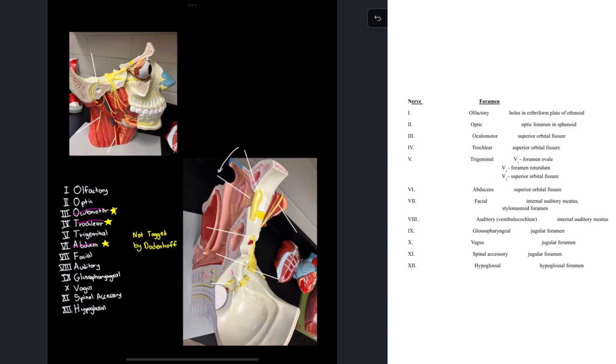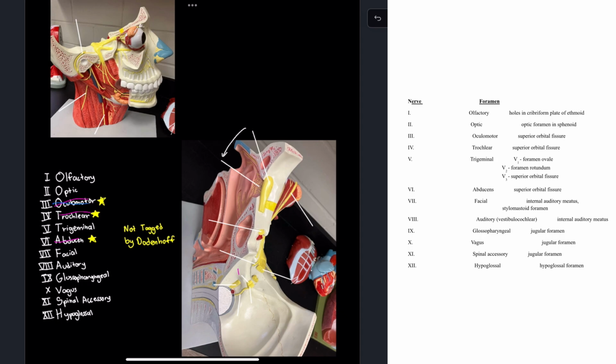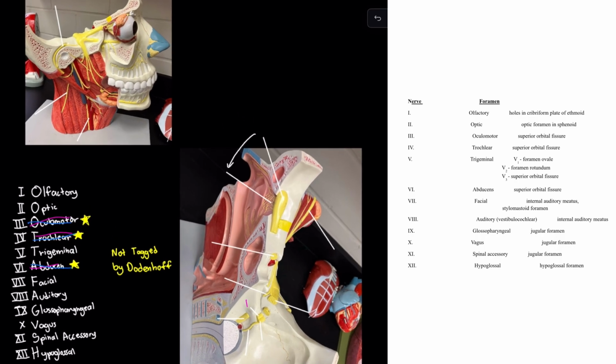Okay, let's get started. So before I begin, these three nerves, which is the oculomotor, trochlear, and abducens nerve, is not tagged in the facial model. I asked her yesterday, and that's what she said. She's not going to be tagging it. A win's a win.